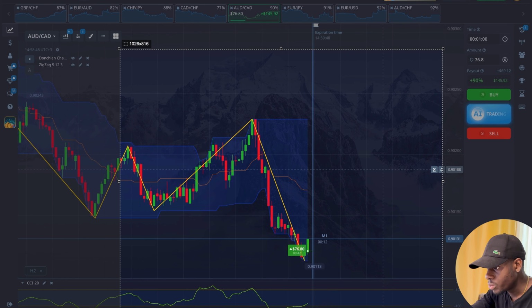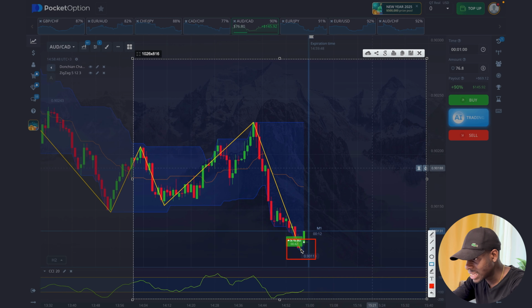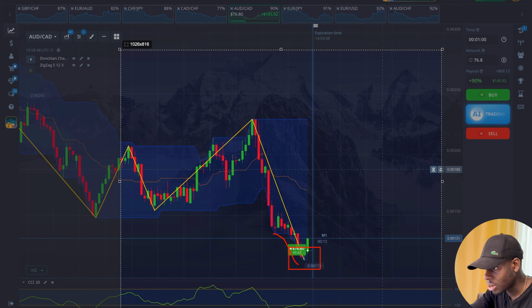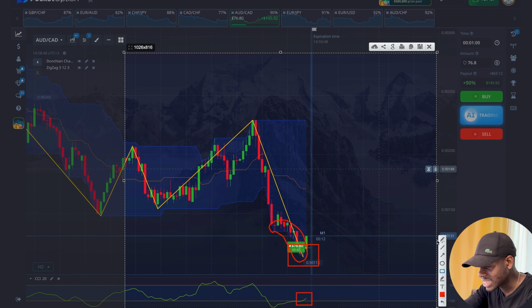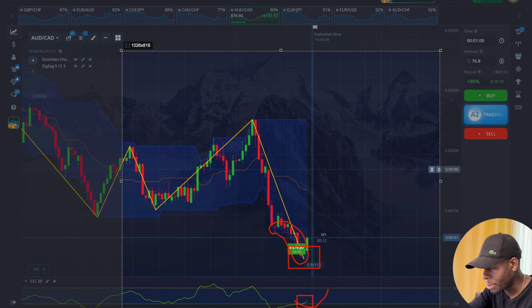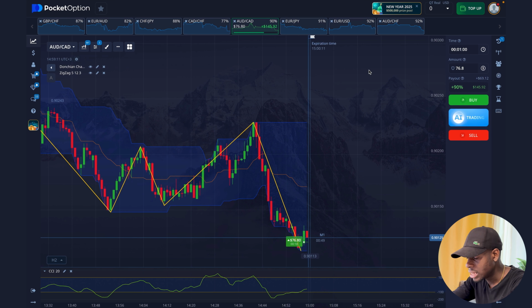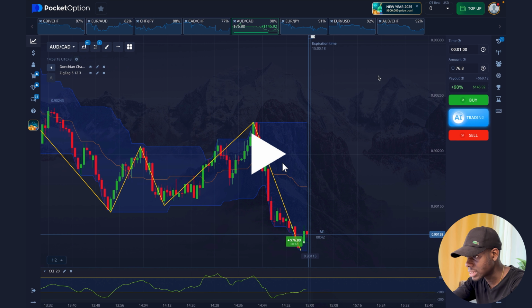Okay, so we see the formation of a new global minimum over there, and the zigzag has also updated. After this zigzag update and this move downwards, we also see the CCI exiting the oversold zone. Everything is literally pointing to an upward increase in the next candle or two. This was a perfect entry and a perfect example of this.